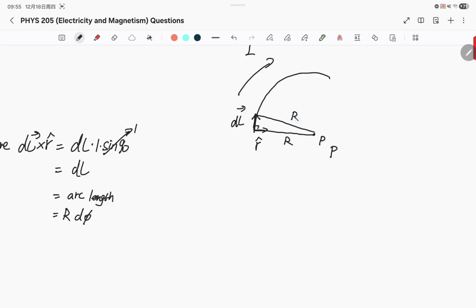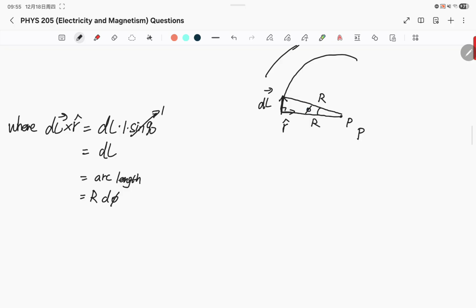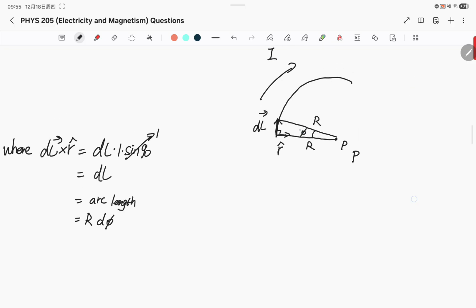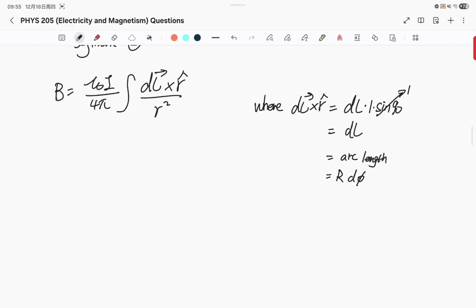And this is also R. What is d phi? d phi is the angle here. This is not the angle between dl and the unit vector r. That's theta. And phi is the angle created by the length of dl from the point P. That's d phi. We are integrating over an angle right now.